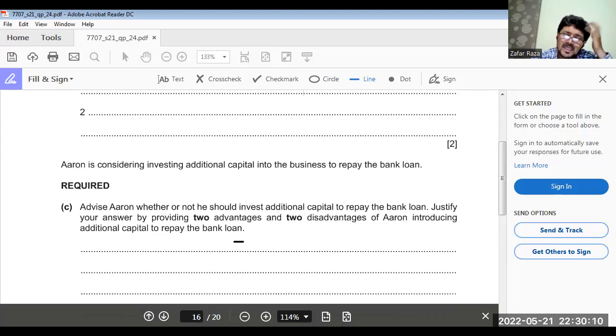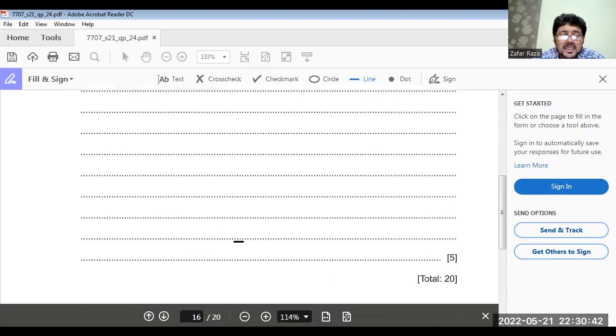Now, see, if we capitalize the loan, we don't need to pay interest. Our cash flow is decreased. So I think the advantage is our cash flow is improved, and that interest which is going to the bank will be beneficial for the partner as well.